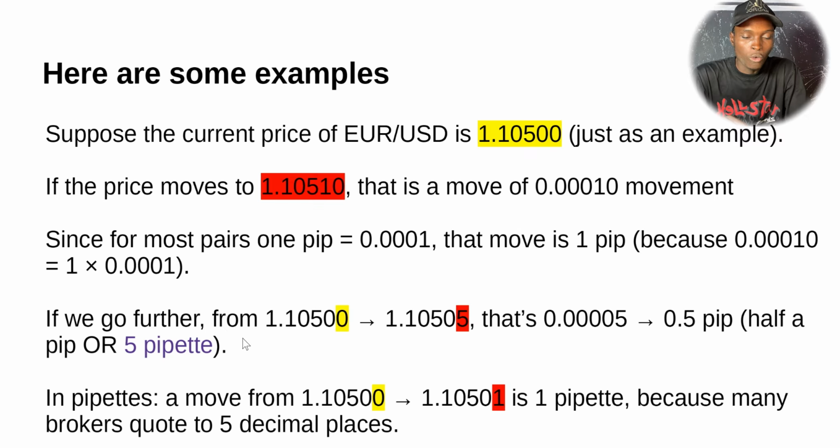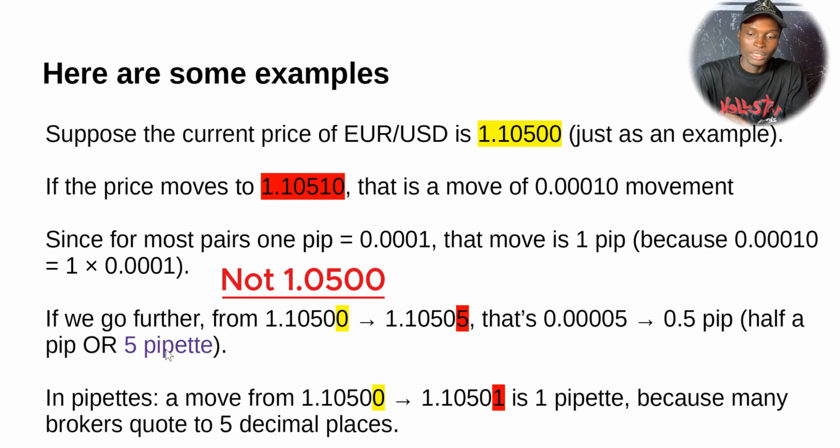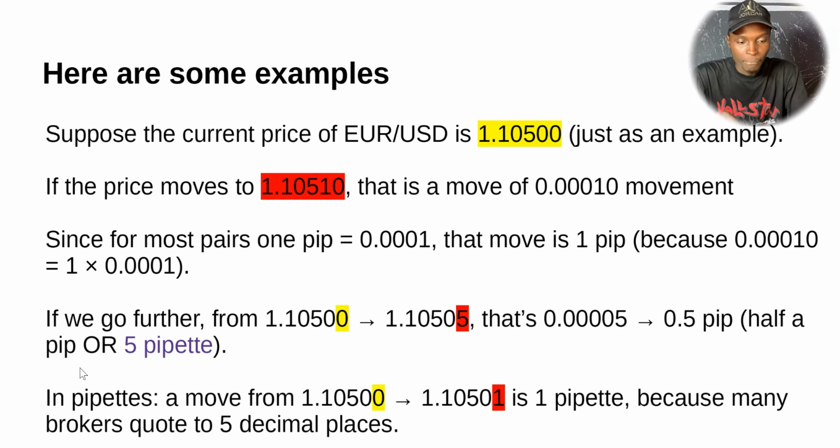All right. Now, if we go further and say it moves from 1.10500 to 1.10505, that is a 0.00005 movement, and that is 0.5 pip, which is half of a pip, or 5 pipettes. Now 0.5 times 2 is 1. That's general mathematics you can just know in your head. 0.5 times 2 is 1, which is 1 pip. But this is 0.5 pip, which means it is 5 pipettes, and 5 pipettes will mean half pip. So 10 pipettes is 1 pip, because 0.5 times 2 is 1.